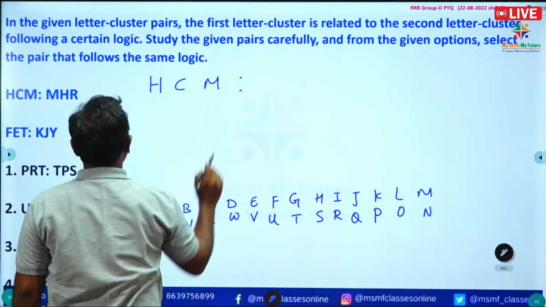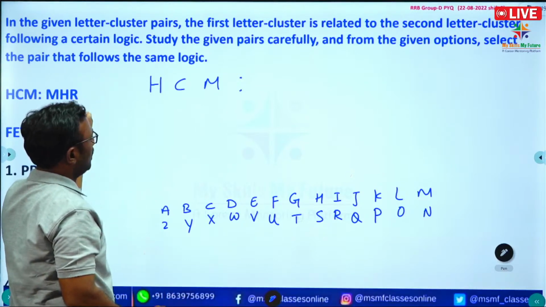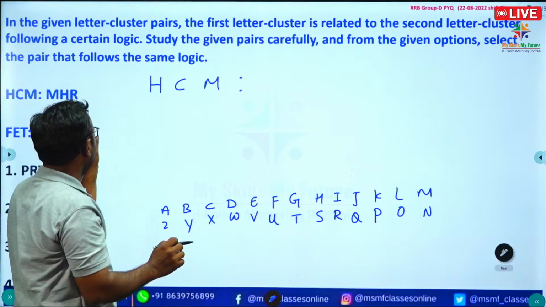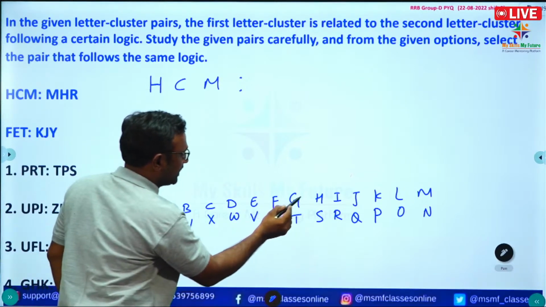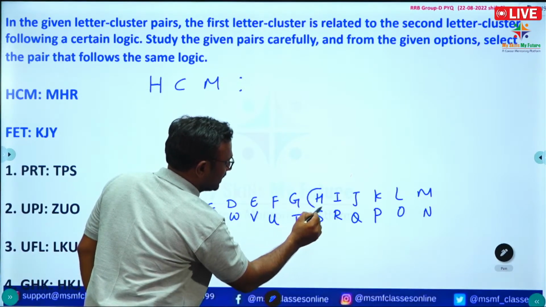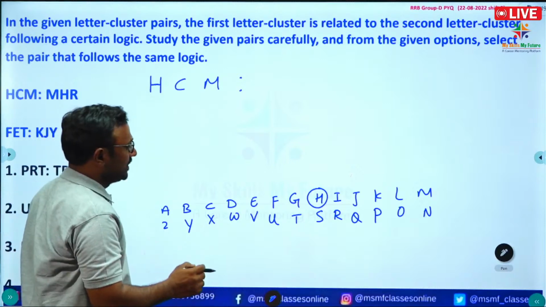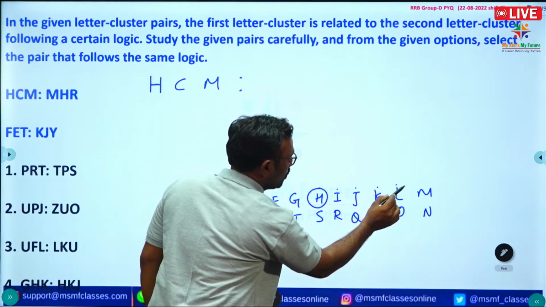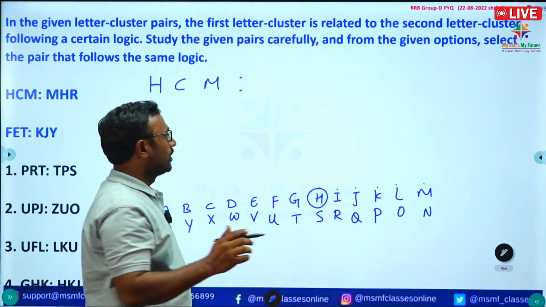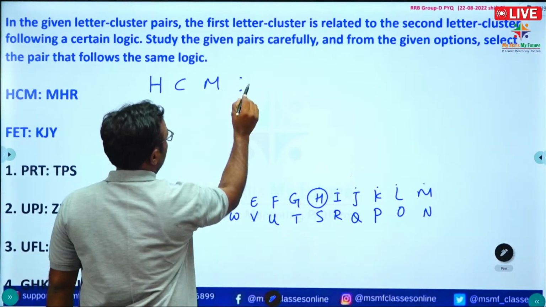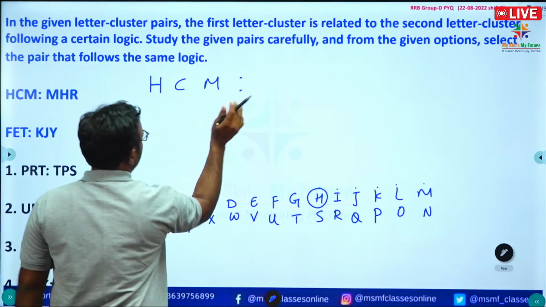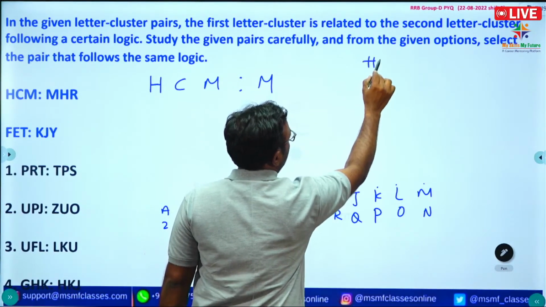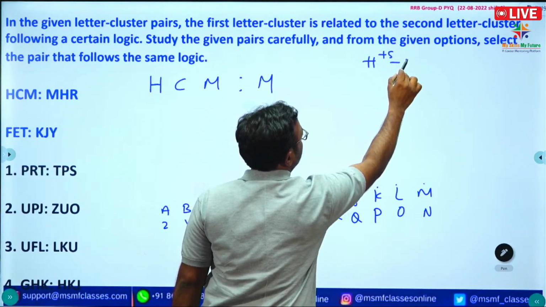HCM is written as MHR. If you see that, in the place of H, here they have written M. Counting 1, 2, 3, 4, 5, so plus 5 means M. So H plus 5, we get M.